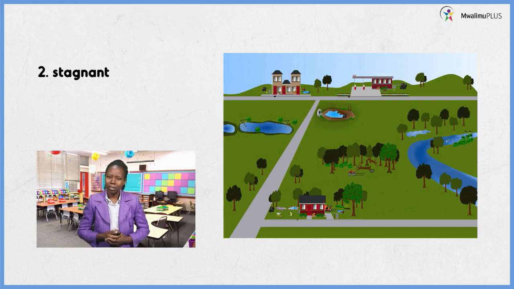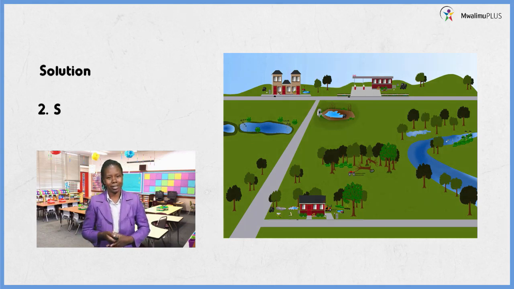And you know what, children? Mosquitoes also breed in stagnant water. So if we want to make our people safe who we live with, we are supposed to make sure that we collect the litter around where we live so that when it rains, the water will not remain stagnant and mosquitoes will not breed around where we live. So let's see how we can write this word in capital letters. S-T-A-G-N-A-N-T. Very good.